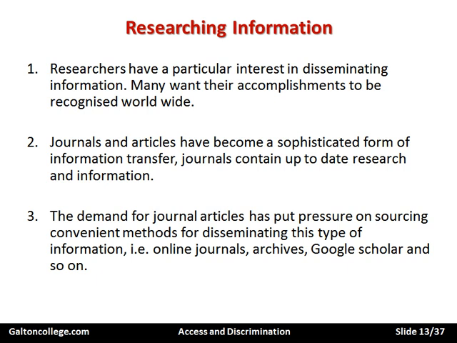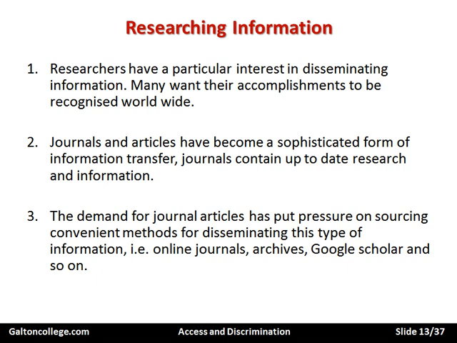The demand for journal articles has put pressure on sourcing convenient methods of disseminating this type of information. Online journals, for example, archives, Google Scholar, and so on. Google Scholar is freely available. Simply go to that part of the Google search engine which is dedicated to academic issues, type in an academic question and see what sources of information apply to it. A very detailed search engine related to bringing back answers to very specialized and specific questions.